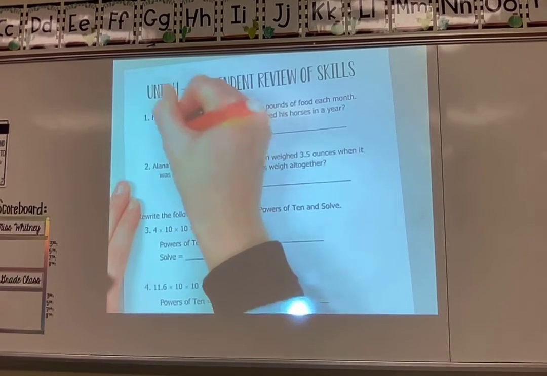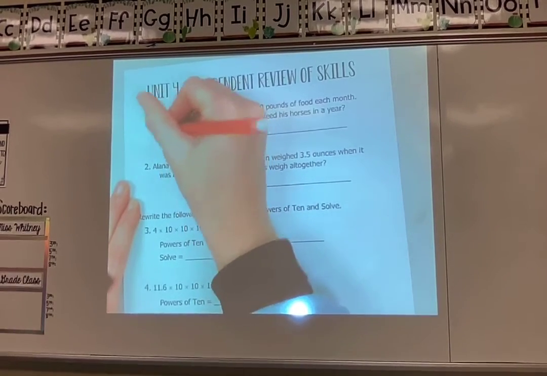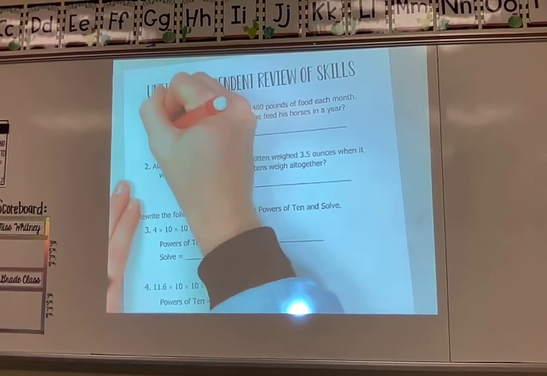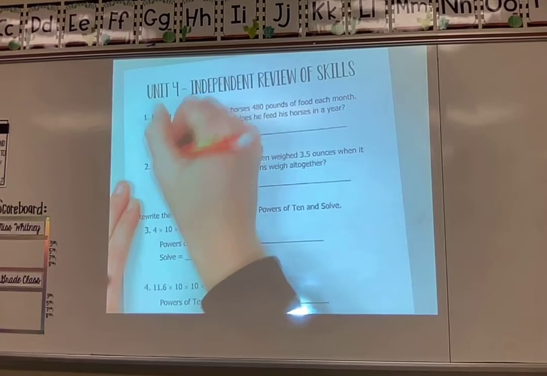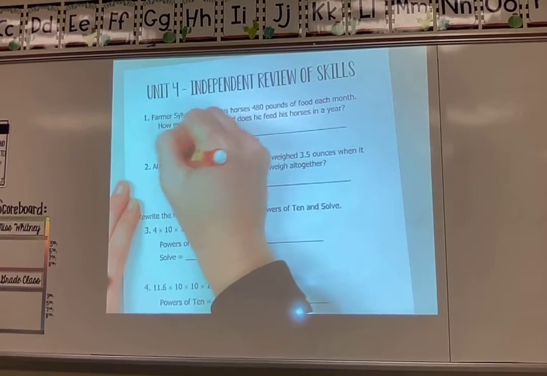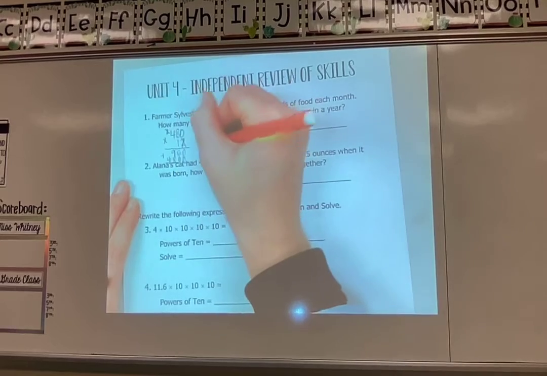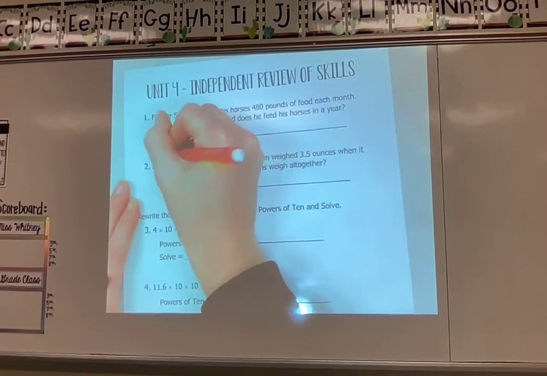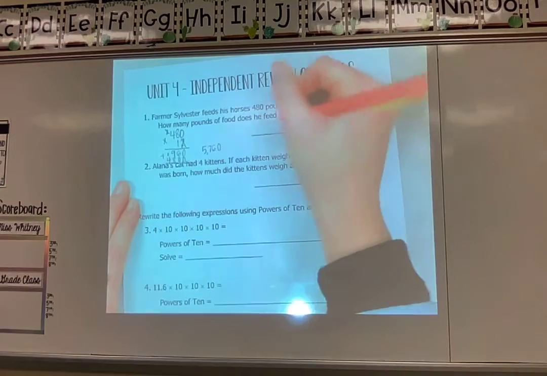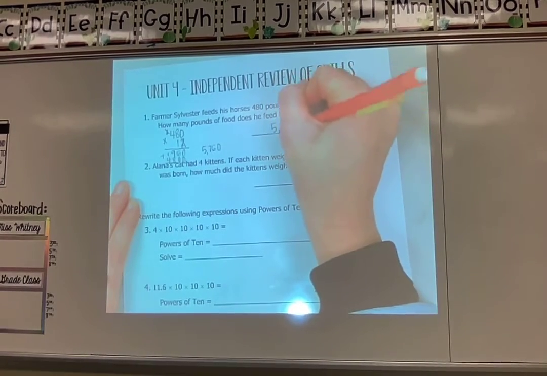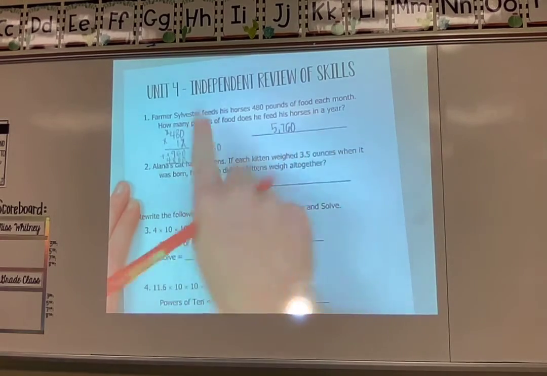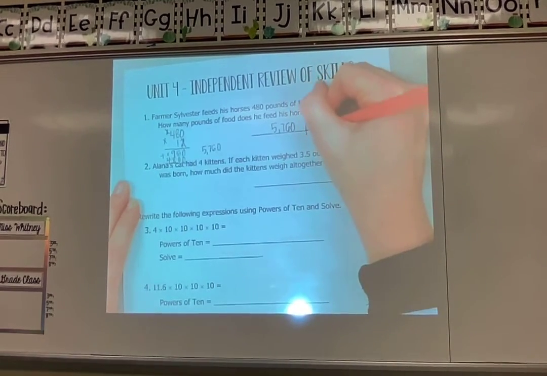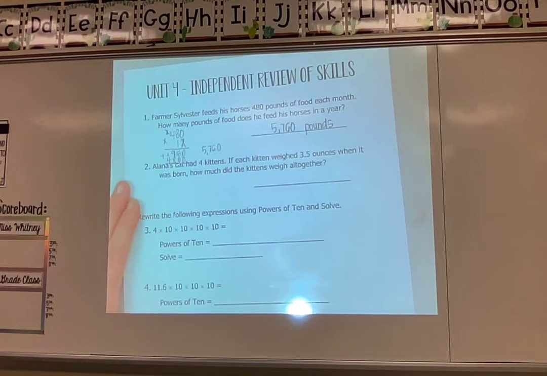I'm going to do this multiplication pretty quick because we should know how to multiply. It shouldn't be too big of a deal. Not forgetting my X's and O's as I go through here. And then I'm going to add them up. I'm going to do so over here because I kind of ran out of room there. Okay, 5,760. And I'm not forgetting that my word problems need a label right here. And it would be pounds. In a year, he feeds 5,760 pounds of food to his horses.